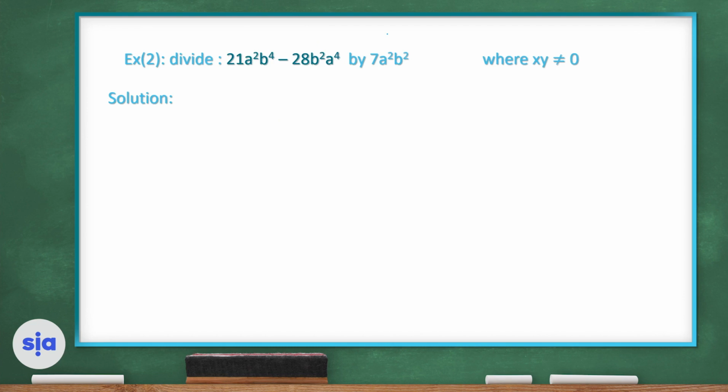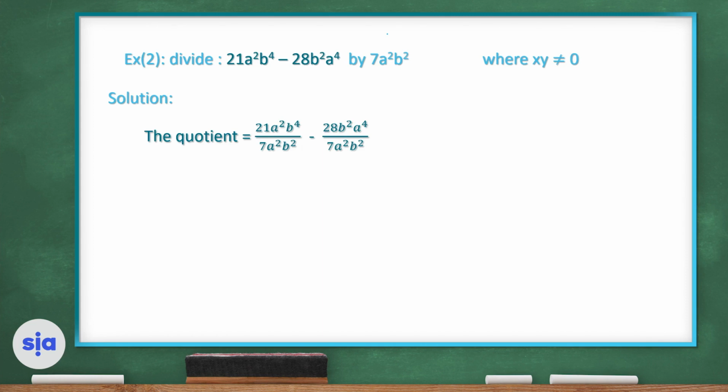Exercise number 2. Divide 21a squared b power 4 minus 28b squared a power 4 by 7a squared b squared, where xy is not equal to 0. So we're going to take each term in the algebraic expression and divide it by the monomial. So it's 21a squared b power 4 divided by 7a squared b squared.